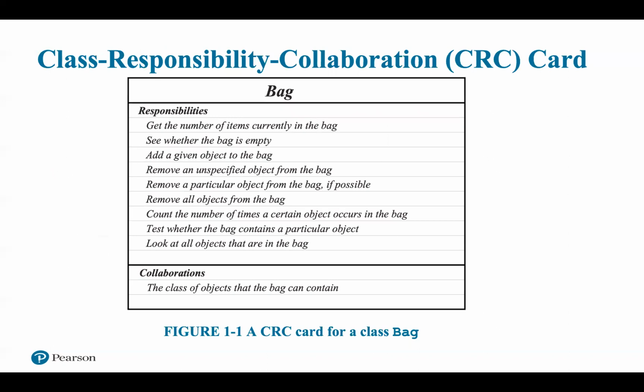So you might remember before that we talked about a class-responsibility-collaboration card, CRC, and here's what it would look like for a bag. Since a bag contains a finite number of objects, reporting how many objects it contains could be one of a bag's behaviors. You can get the number of items currently in the bag. A related behavior detects whether a bag is empty. We should be able to add and remove objects: add a given object to the bag, remove a particular object from the bag if possible, and remove all objects from the bag. So these are the kinds of things that you would be thinking about.